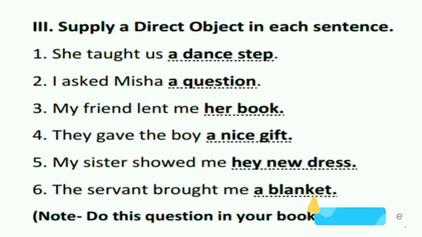Before doing this question, you have to open your English grammar book on page number 34 and look at the picture. She taught us a dance step. I asked Misa a question. My friend lent me her book. They gave the boy a nice gift. My sister showed me her new dress. The servant bought me a blanket.